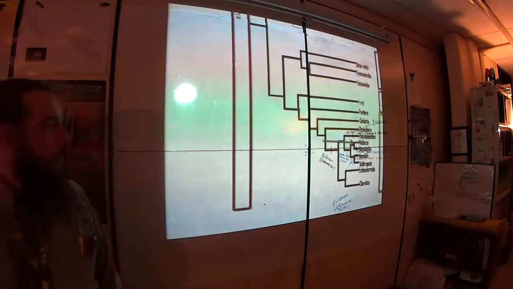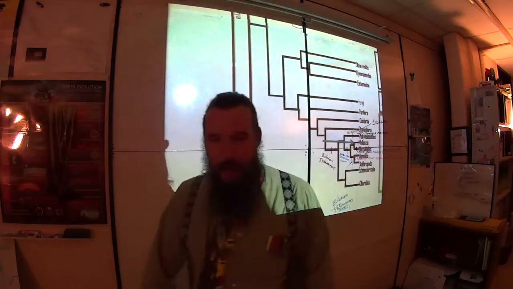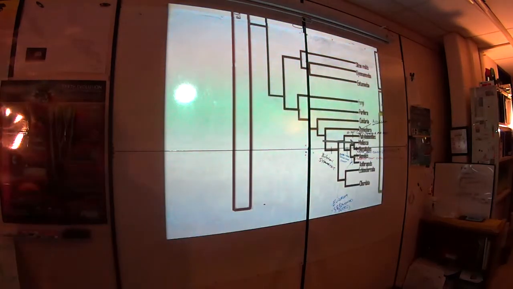Everybody here's got organs and stuff. That purple just goes right on the line for Nematoda. Make sure at the end of that line is Nematoda.